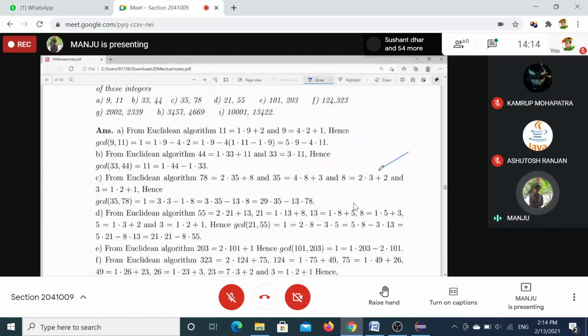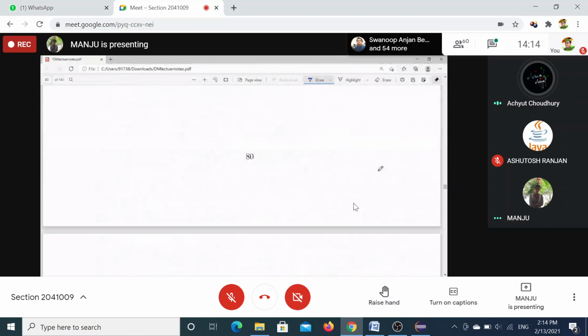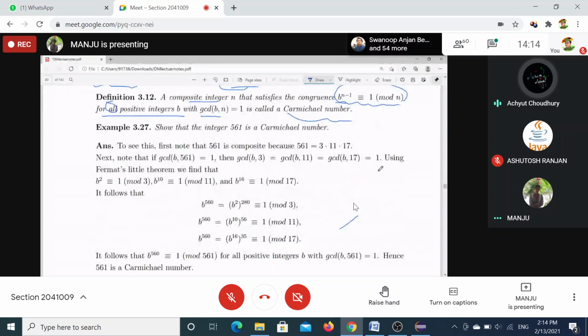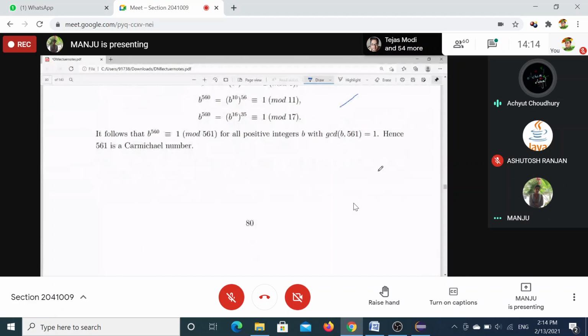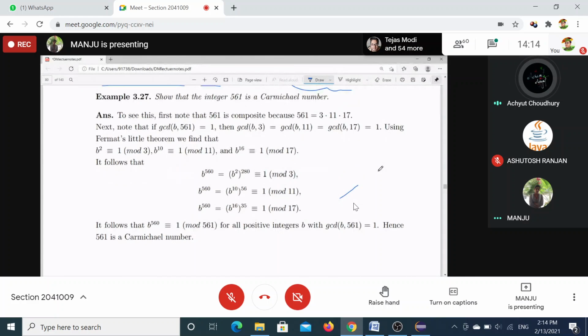Then we did this one. Ma'am, is there an example of Fermat's little theorem? Ma'am, any example so that it will be easy.